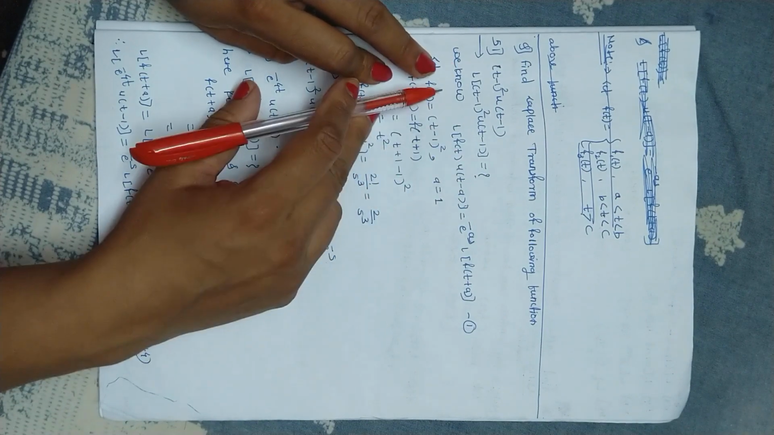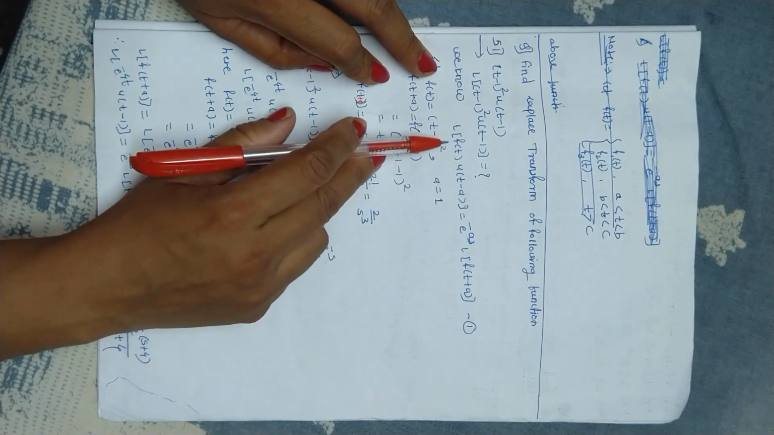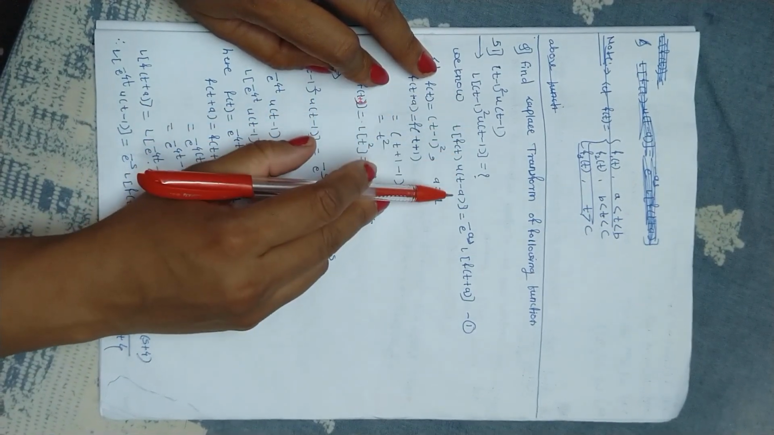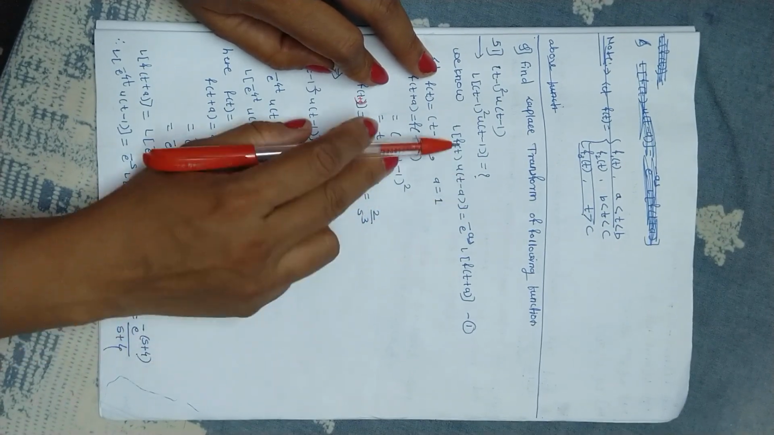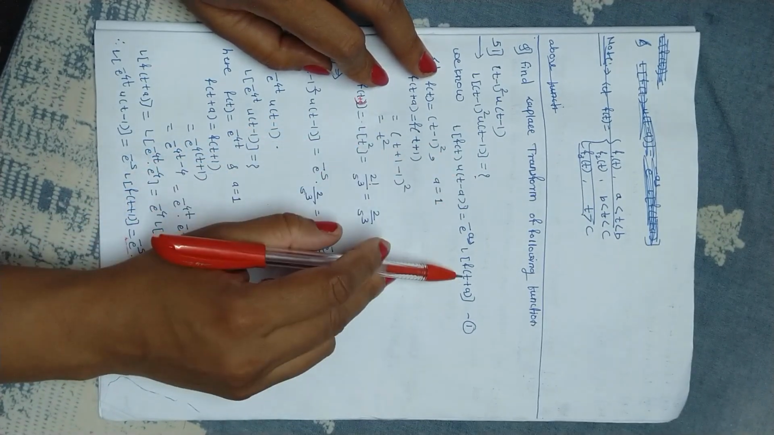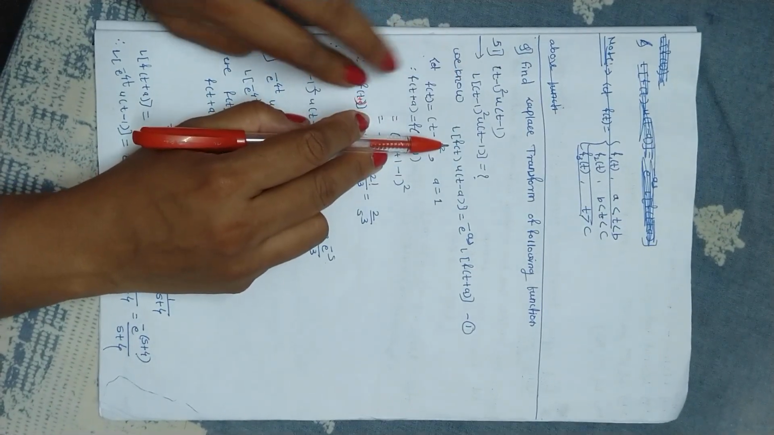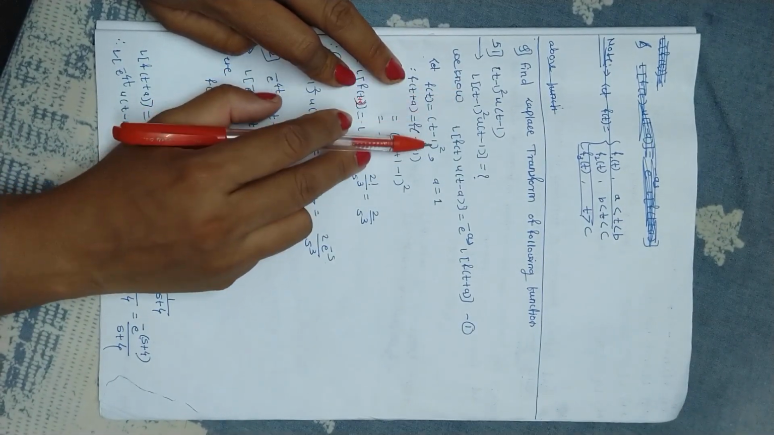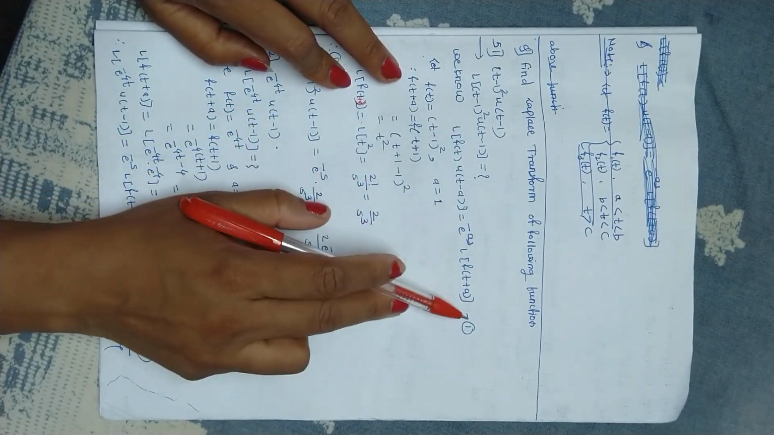Therefore we are going to use this result. Laplace transform of f of t into u of t minus a is nothing but e raised to minus as into Laplace of f of t plus a. This is the main result. This is our first step. Now define here by comparing these two. f of t is this. Let f of t be equal to (t minus 1) whole square and a equal to 1. Now we have to find out this term.